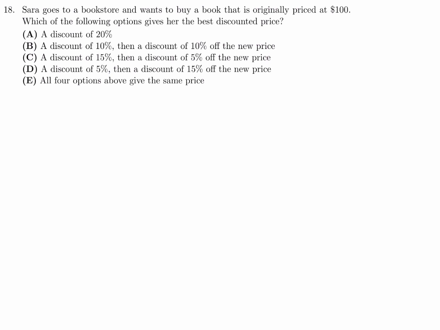Sarah goes to the bookstore and wants to buy a book that is originally priced at $100. Which of the following options gives her the best discount? Okay, let's calculate. A discount of 20%, so you take 0.8 and multiply it by 100, and that's 80. A discount of 10%, that'd be 0.9 times 100, which is 90. And then another discount of 10%, so you take that 90 and multiply it by 0.9, and that results in 81.